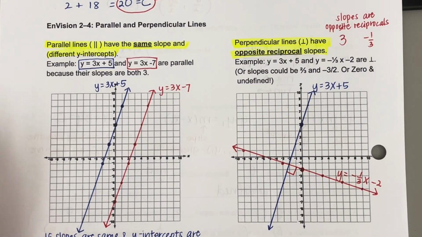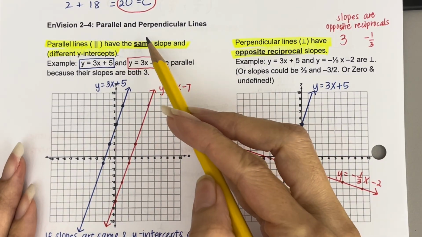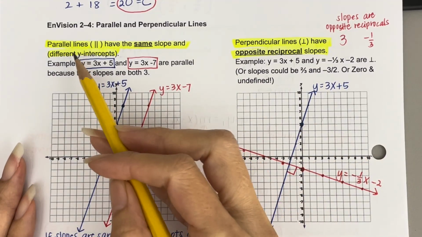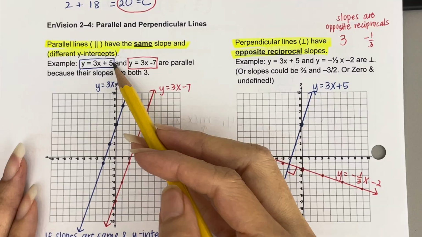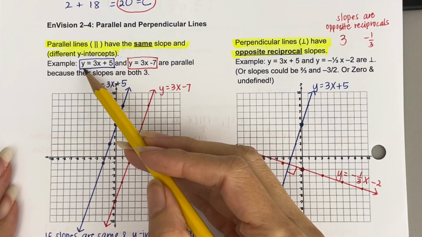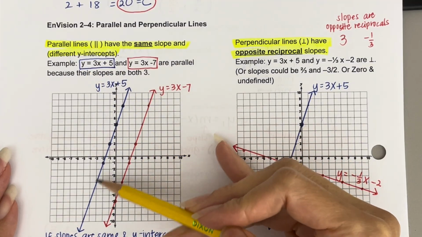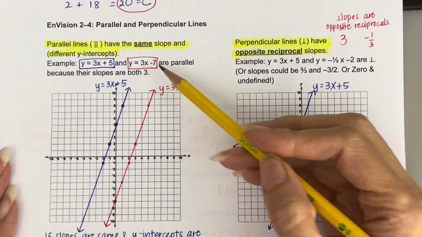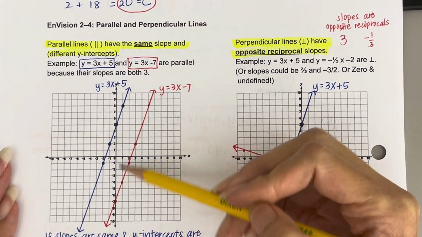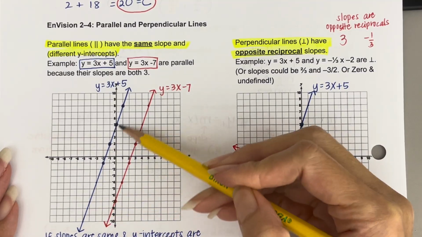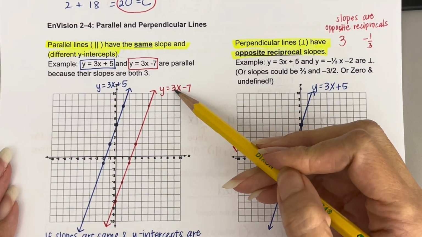This is lesson 2-4, parallel and perpendicular lines. Parallel lines will have the same slope and different y-intercepts. For example, this is the line y equals 3x plus 5, and this is the line y equals 3x minus 7. If you notice, they have different y-intercepts, but they are parallel and they have the same slope, which is 3.